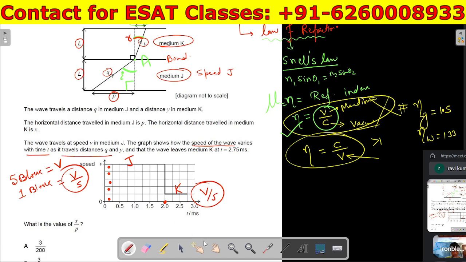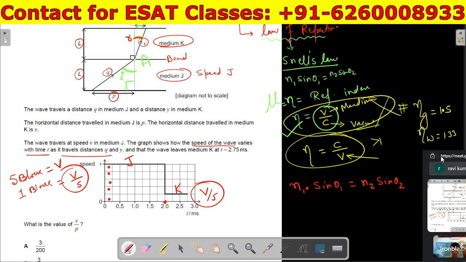Yeah, please tell. Can we take this V upon 5 as the speed in the medium K? Yes, sir. Very good. Now try to apply our Snell's law. What is Snell's law? It is n1 sine theta 1 equals n2 sine theta 2.